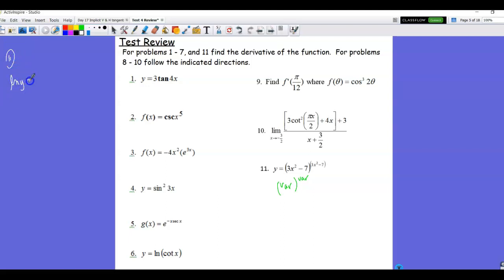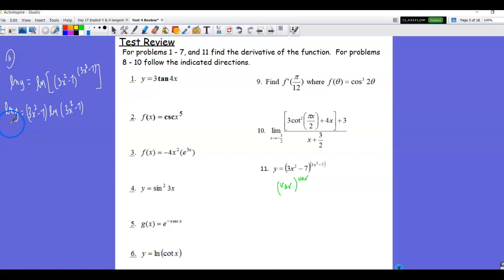So I have the ln of y on the left-hand side, and on the right-hand side I have the ln of that big quantity, 3x squared minus 7 raised to the 3x squared minus 7. And then I'm going to use a log property, so nothing happens with calculus. I'm going to bring that power of 3x squared minus 7 to the front, multiplied by ln of 3x squared minus 7. There's my log property. So step 1 and step 2, all algebra.